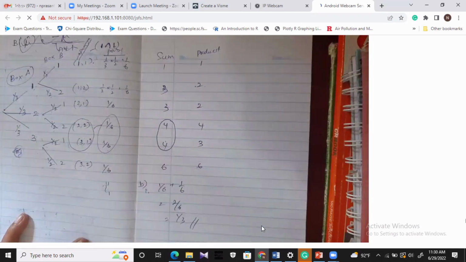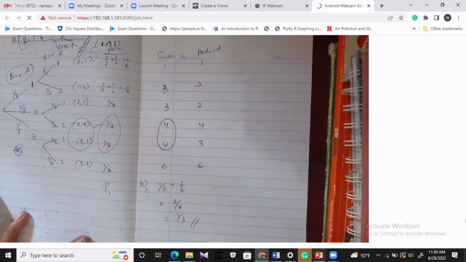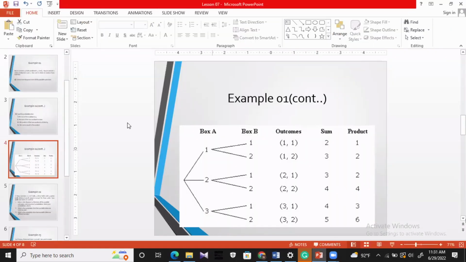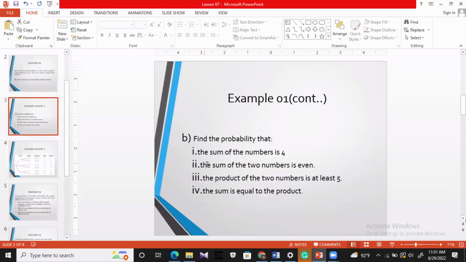So this is the answer for the first question, Roman 1. Okay, now see the second question. The sum of the 2 numbers is even. The probability that the sum of the 2 numbers is even.